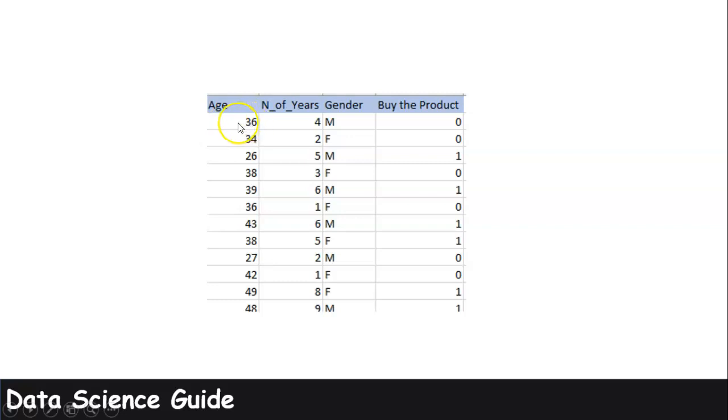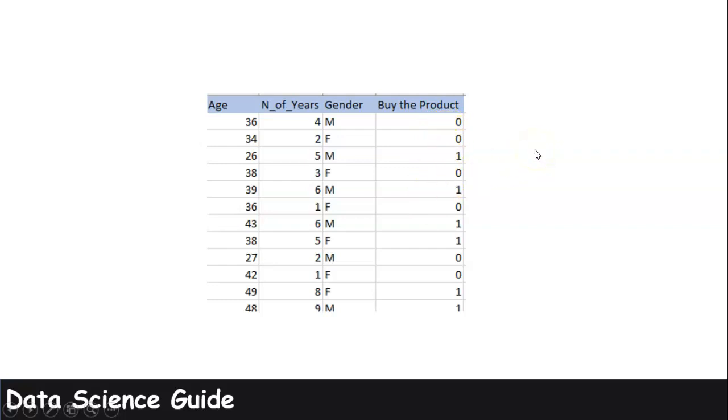So for example, the age of the first customer is 36, and that customer is buying from the company for 4 years, and the gender of that customer is male, and that customer didn't buy the product. While the third customer here, the age of that customer was 26, and he's a customer of the company for 5 years, and the gender is male, and that customer bought the product, and so on. So here the event is either 0 or 1.